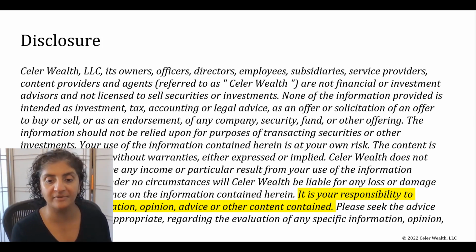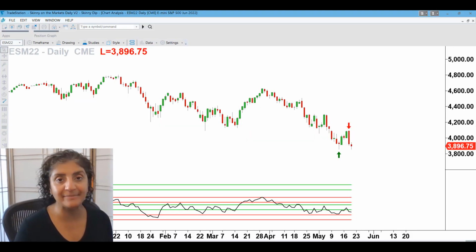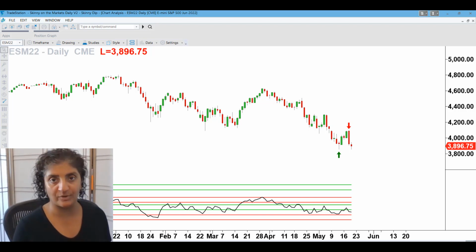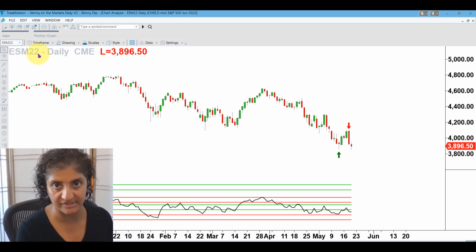All right, so here we go. I'm going to bring you over to a chart of the E-mini S&P 500 futures on the current front month contract. It happens to be June of 2022. So that's what the M 2022 stands for.